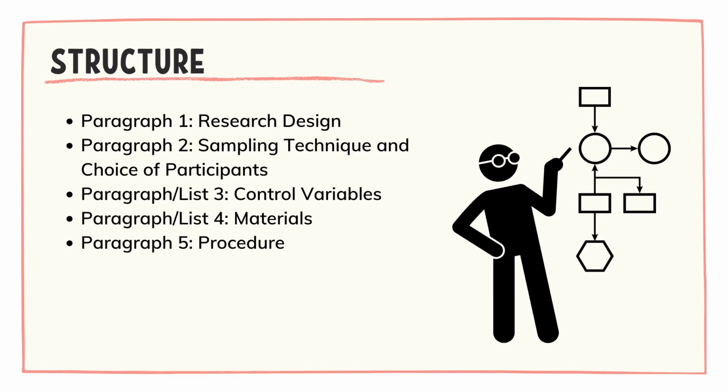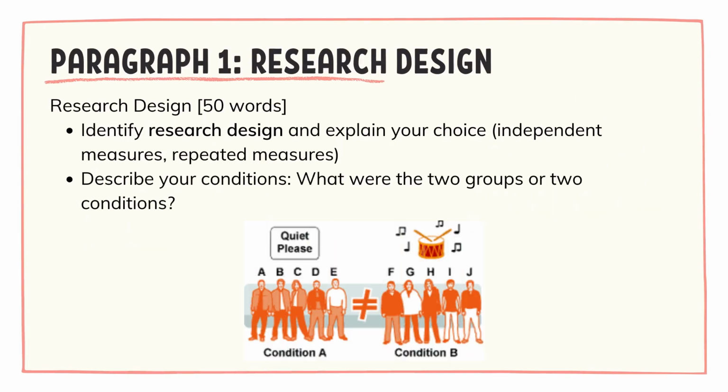Moving on to the actual structure, I would recommend about 4 to 5 paragraphs for the exploration section. And again, some of these are going to be lists rather than paragraphs. And I will explain a little later on why 4 or 5. So paragraph 1 will be allocated to the research design. Over here, again, you have to identify the research design that your study uses and also explain your choice, right? So I would recommend to use about 50 words to do so, maximum of 75.